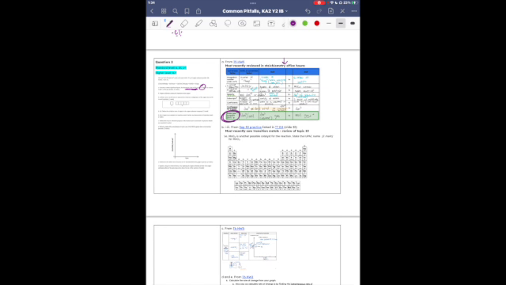So many of us did theoretical yield well, and we got into moles, but we forgot that you can use the molar gas constant at STP to change into dm cubed of any gas.